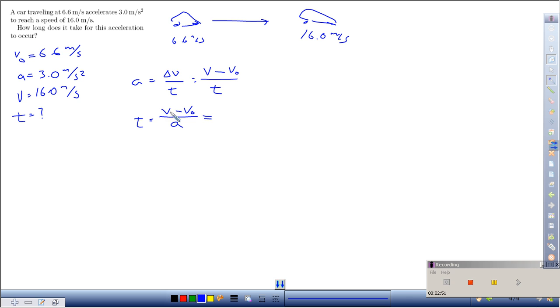So now I can plug in my numbers. My final velocity is v. That's going to be 16.0 meters per second. Minus my initial velocity up here, 6.6 meters per second. All divided by my acceleration, and my acceleration is 3.0 meters per second squared.